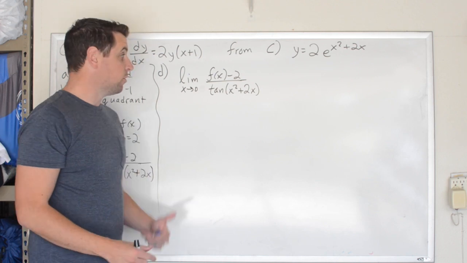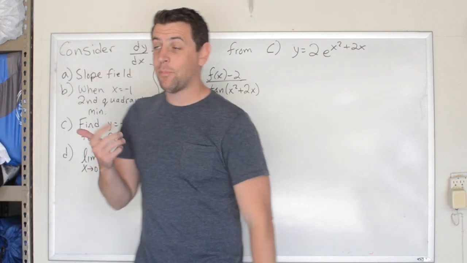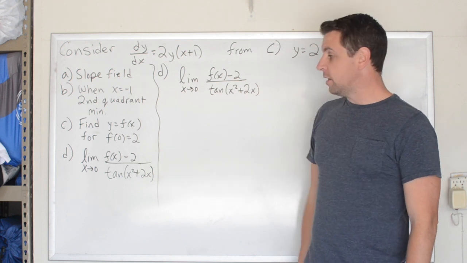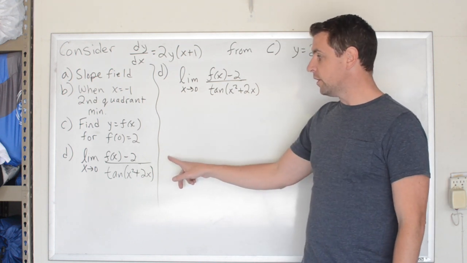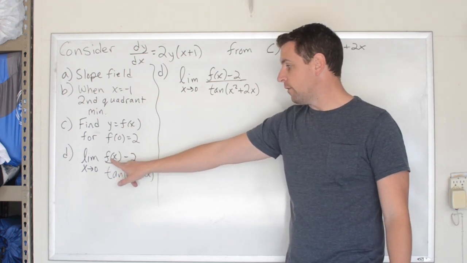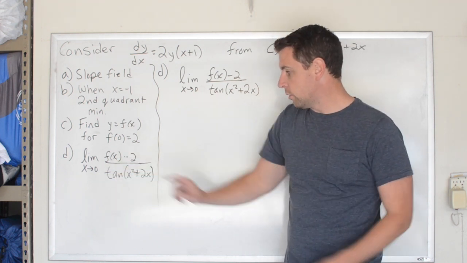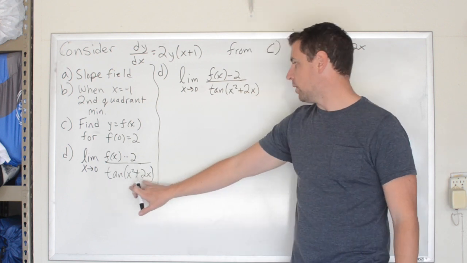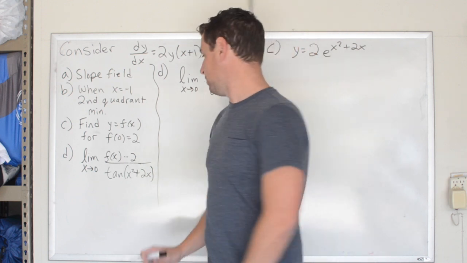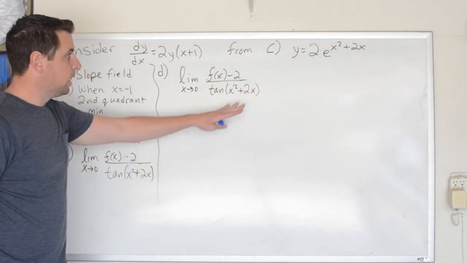Alright, so we're back. So far now in the problem we've done part A, part B, and part C. We're now ready to go to part D. Part D says using your answer from part C, we're going to find the limit as x goes to 0 of f of x minus 2 all over tangent of x squared plus 2x. This seems very intimidating as it's a big term here.